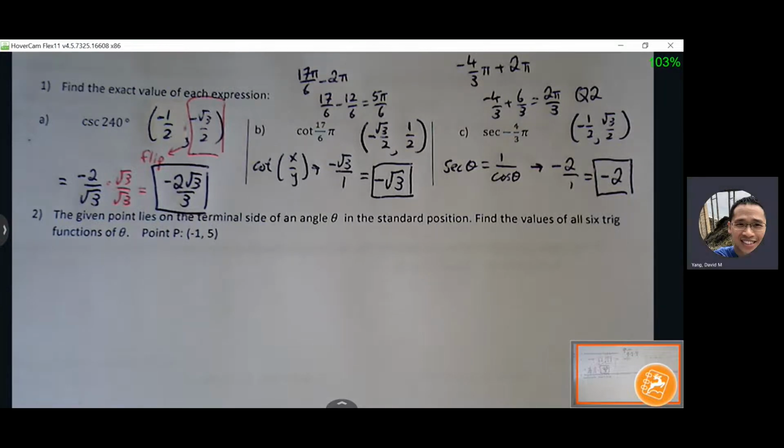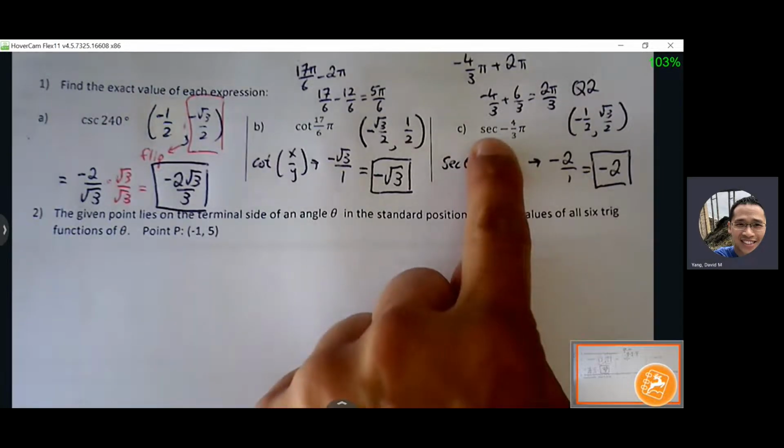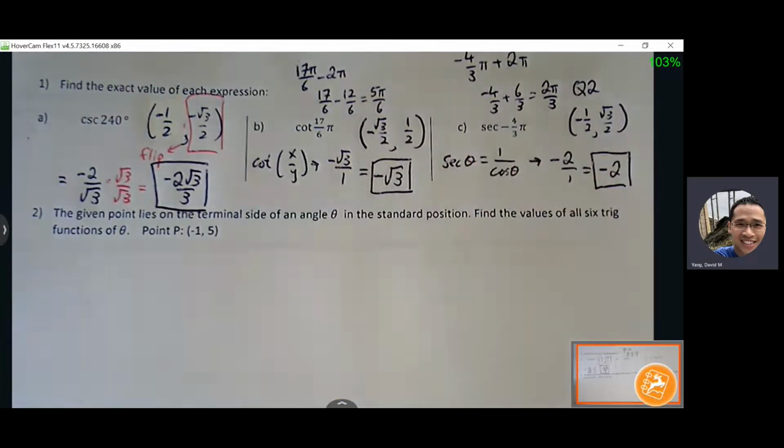Okay, any questions for number one, A, B, and C? Yeah, part C. The part C, secant of -4π/3.